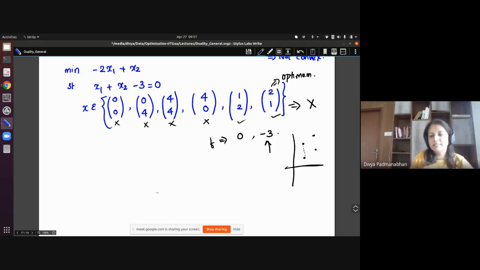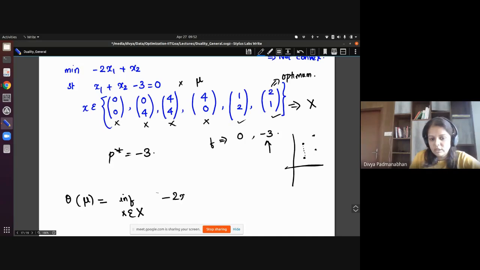Okay, so now let's just see what the dual gives. Here the primal optimal p star is minus 3. Now when I write the dual, there's just one constraint. I'll call this multiplier mu since it's an equality constraint. So theta of mu is just the inf over x in this set of x minus 2x1 plus x2 plus mu times x1 plus x2 minus 3.